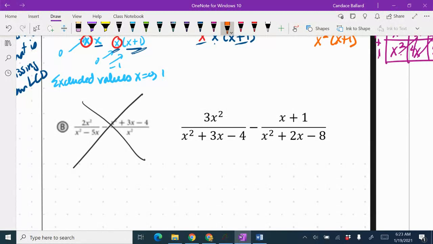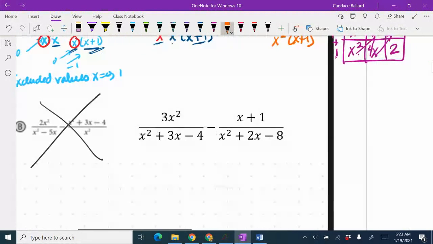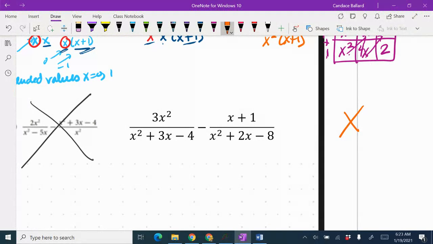So the first thing I'm going to do in this new question is factor the denominator. So I'm going to get out my good old magic X. I'm looking for two numbers that multiply to -4 and add to 3. So that would be 4 and -1. Luckily, there's no leading coefficient, so all I'm going to do is write down x plus 4 times x minus 1.